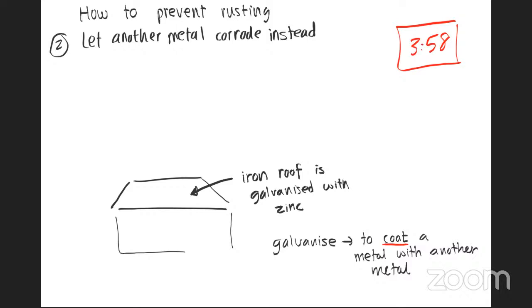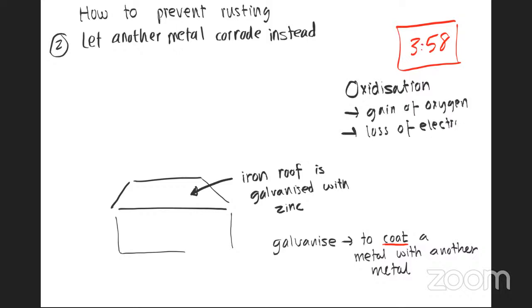Or you could say that it is losing electrons. Oxidation is either the gain of oxygen atoms, or you could say it is the loss of electrons. Both are correct. So when iron is rusting, it is basically being oxidized. So during rusting, iron is oxidized.